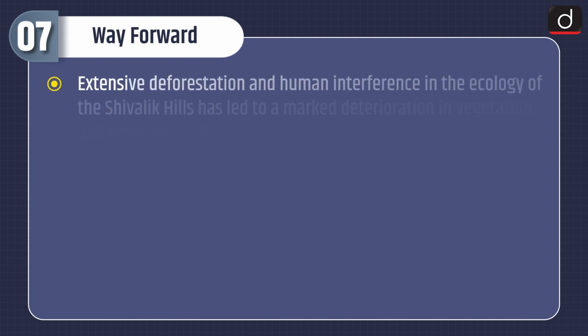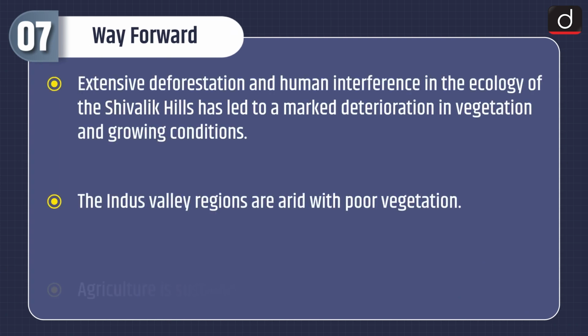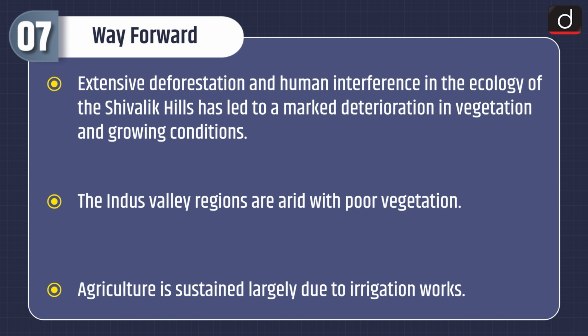Now lastly, let's discuss about the way forward. Extensive deforestation and human interference in the ecology of the Shivalik Hills has led to a marked deterioration in vegetation and growing conditions. The Indus Valley regions are arid with poor vegetation. Agriculture is sustained largely due to irrigation works.